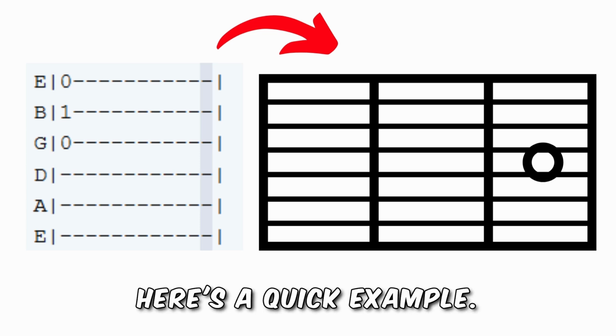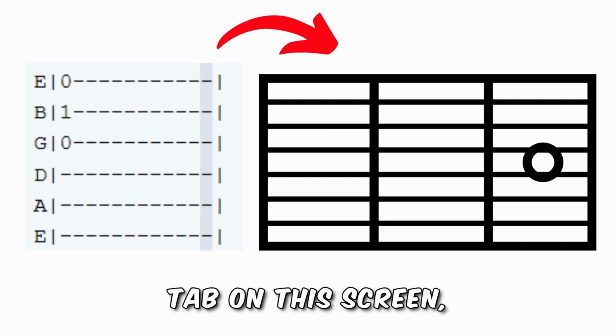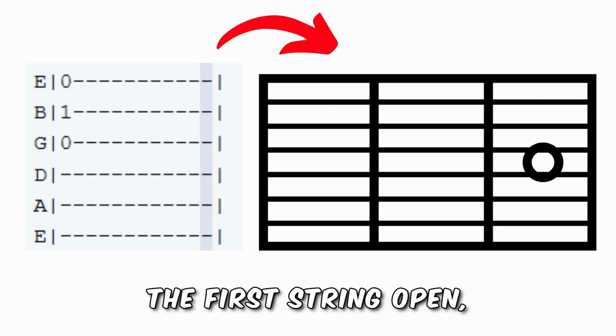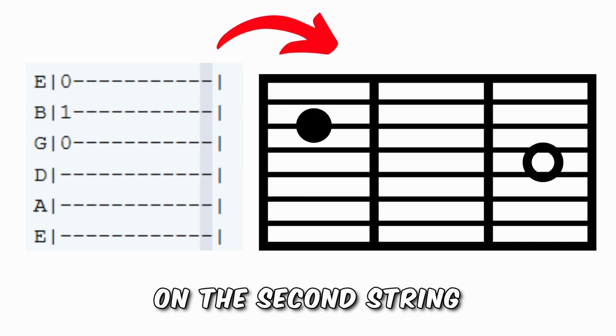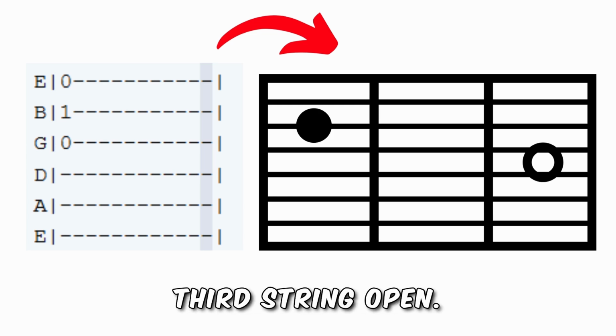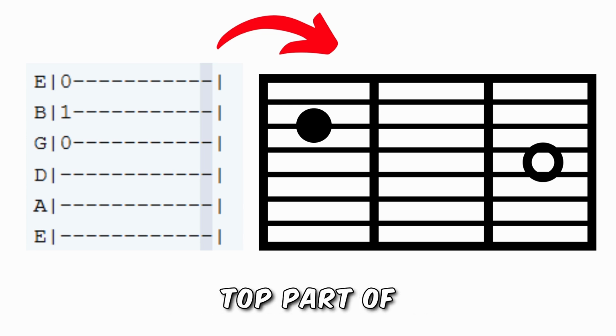Here's a quick example. You can see the tab on the screen. That means you play the first string open, press the first fret on the second string, and play the third string open. That's actually the top part of a C chord.